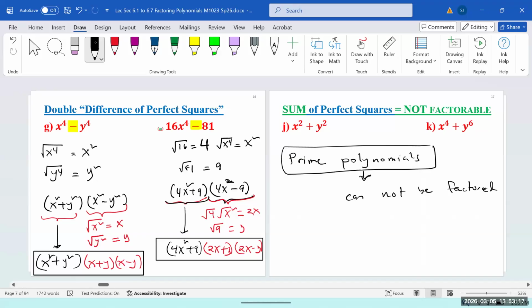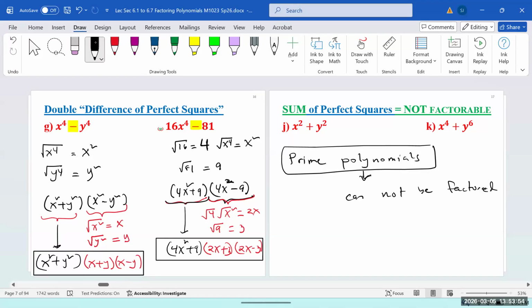Example, x squared plus y squared. It's a sum of perfect squares. We cannot factor it, whether 4th degree or 6th degree or any even degree. Sum of perfect squares we cannot factor. That's why in the last two examples, we could not factor x squared plus y squared or 4x squared plus 9. We could not factor them because this is a sum of perfect squares. That's why always remember the rule is difference of perfect squares. You have a minus sign between two perfect square terms.